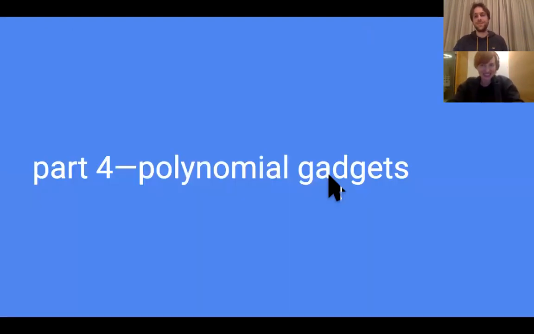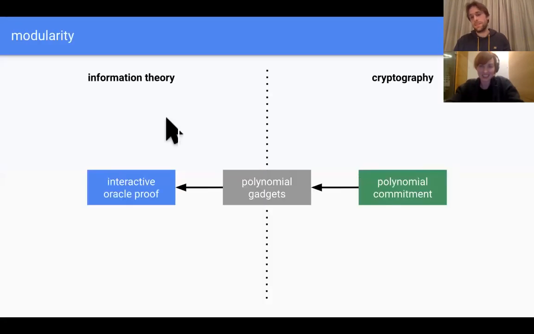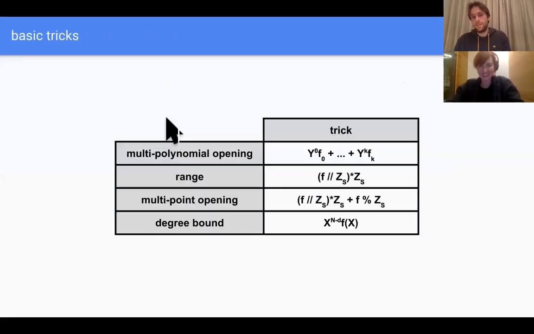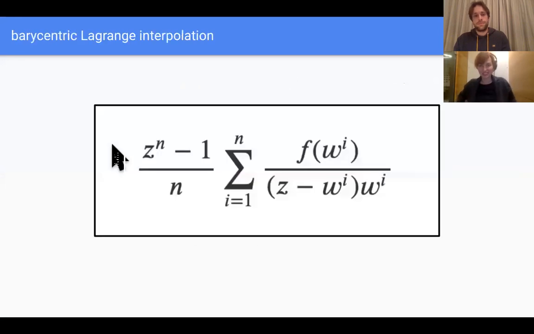So the final part is what I call polynomial gadgets. Basically, the way that you build these IOPs is you don't reuse the low-level polynomial commitment scheme directly. You have this new layer of abstraction, which I call polynomial gadgets, which are slightly more powerful. These are the basic building blocks, the Lego blocks with which you build your IOP. I would present the cool gadgets if there's time. That sounds good.